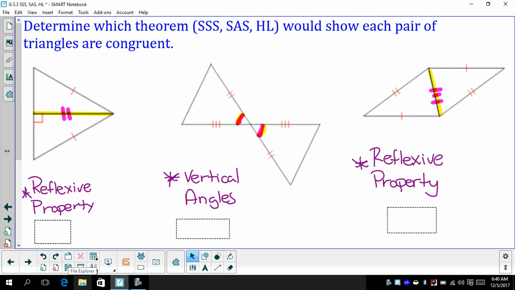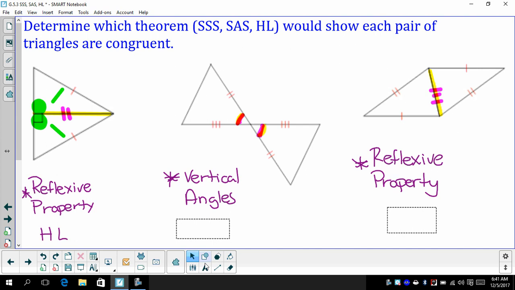So now we want to identify which we have. Do we have side, side, side, side, angle, side, or HL? So in this first picture, I have a right angle, and so that means that's a right angle. So it looks like we have right triangles. These sides across from the right angles are congruent, so the hypotenuses are congruent. And then this reflexive property shows us that one of the legs in each of the triangles are congruent to each other, so we have the hypotenuse leg theorem.